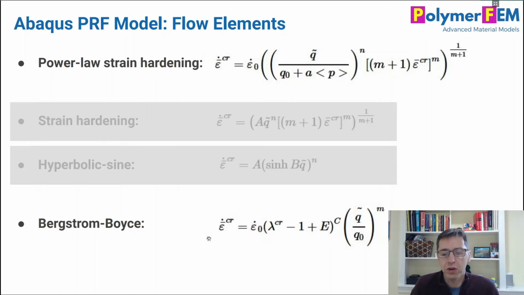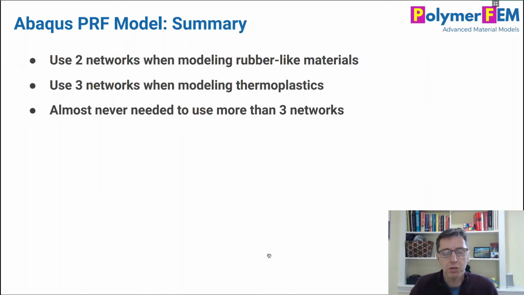This works very well for elastomeric materials, with a very specific functional dependence that gives you the correct response during both loading and unloading. So in summary, I would use the power law strain hardening equations typically for thermoplastics. I use the Bergstrom-Boyce type flow equation for rubber-like materials. And that would get you pretty far in terms of modeling.